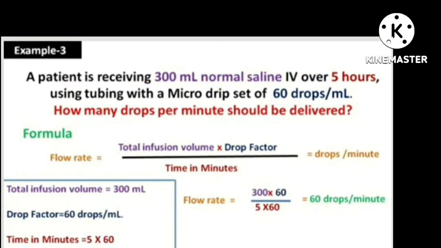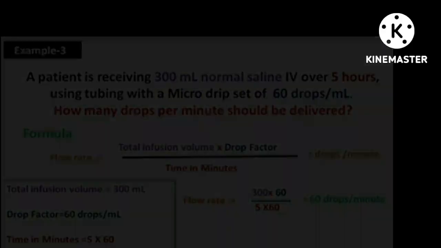Here I have given another example. A patient is receiving 300 ml normal saline IV over 5 hours using tubing with a micro drip set of 60 drops per ml. How many drops per minute should be delivered? Here total infusion volume is 300 ml, drop factor 60 drops per ml, time in minutes 5 times 60. So the flow rate is 60 drops per minute.